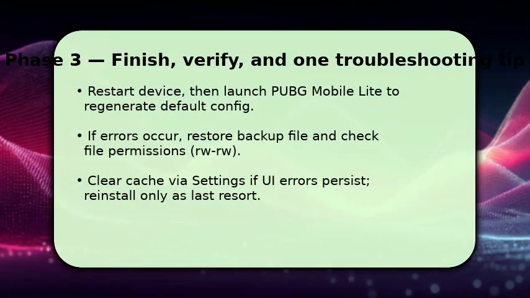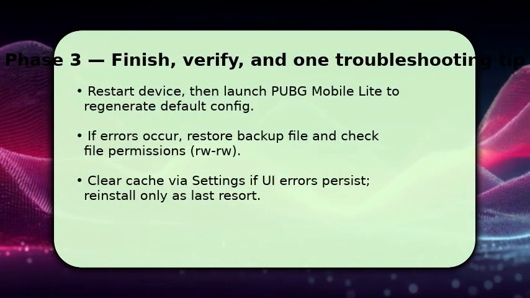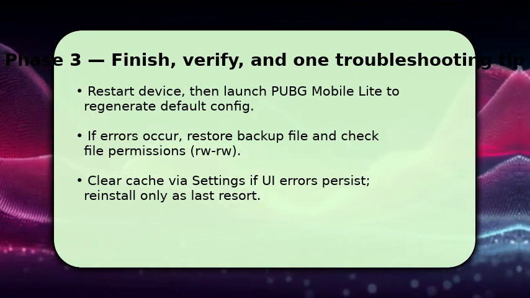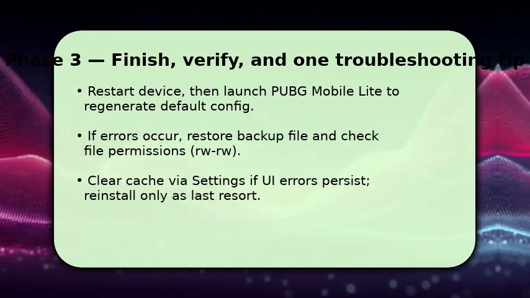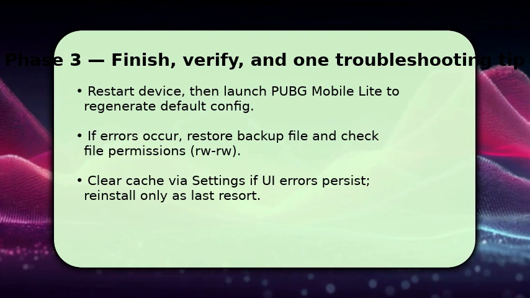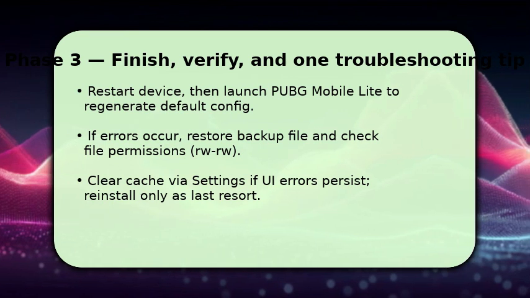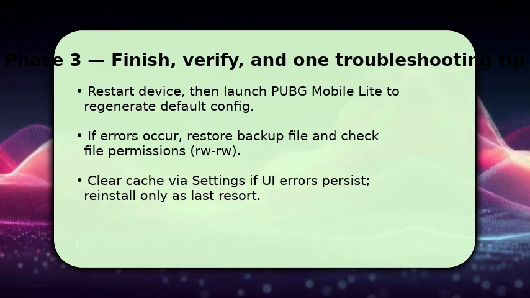You finish by restarting the device so the system resets file handles. Then launch PUBG Mobile Lite and allow it to recreate default config files automatically. If the game shows errors or crashes, restore your backup copy and check that the config file permissions are right for the app. Incorrect permissions block access.